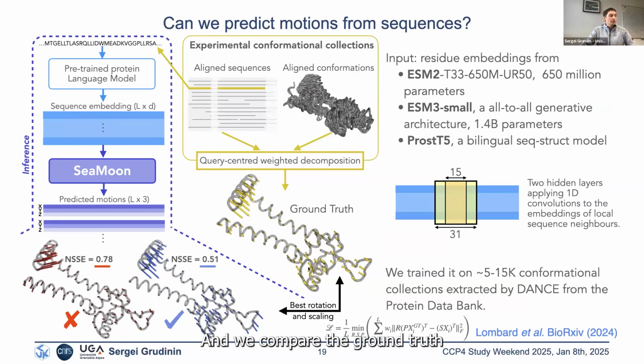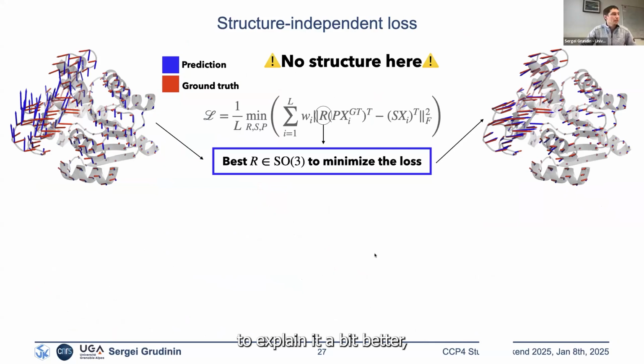And we compare the ground truth to the predictions using a loss function that combines rotation, permutation, and scaling of the predictions. Why do we need rotations, permutations, and the scaling? I will try to explain it a bit better, because when we predict the motion, the SeaMoon model is working only with sequences as input. So it doesn't know what the structure is.